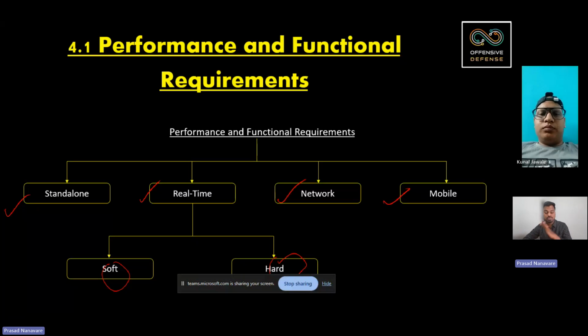These are mostly self-explanatory. Standalone is basically standalone. Then real time, which has hard and soft. Soft real time is fine, I mean, a little bit of delay is okay, but in hard real time, no delay is tolerable. Then network is something connected to other systems to exchange some sort of data, and mobile is something that we can carry.